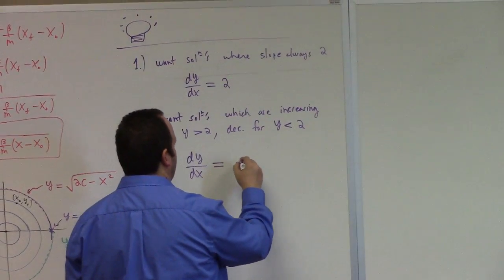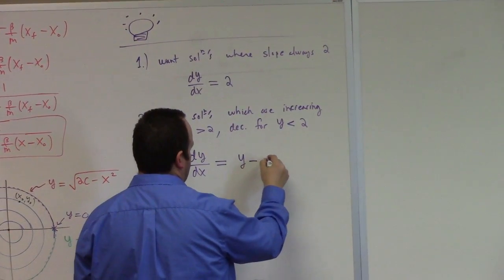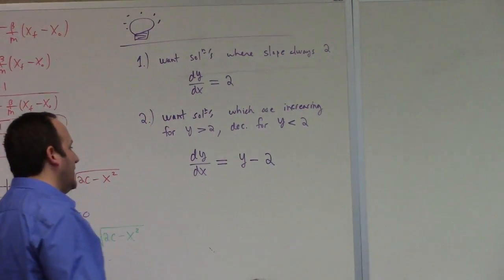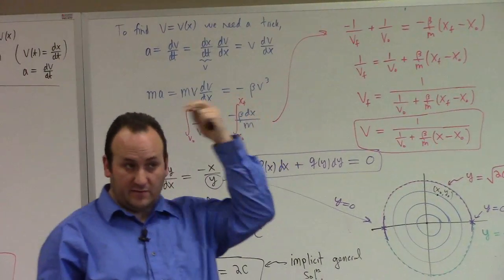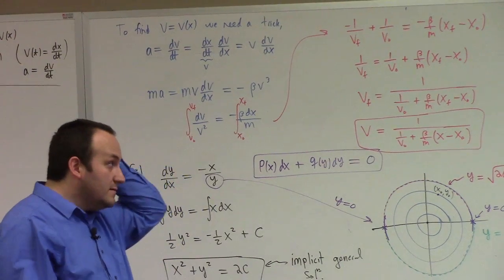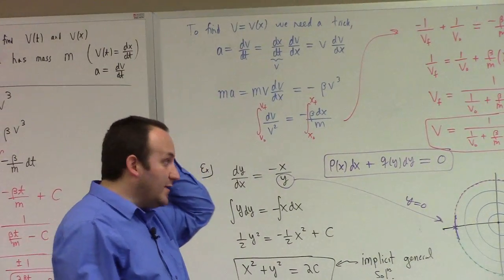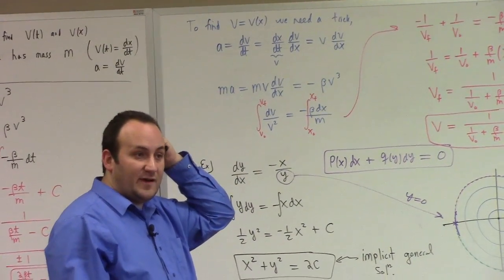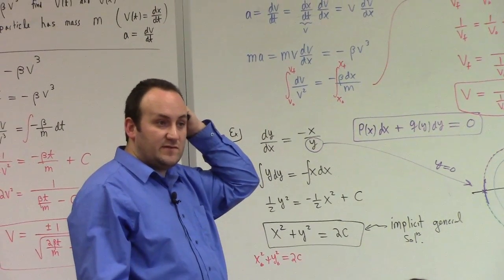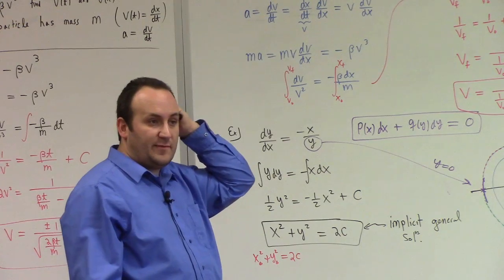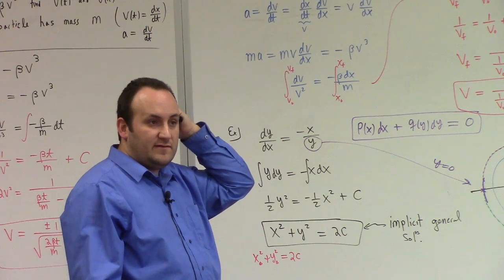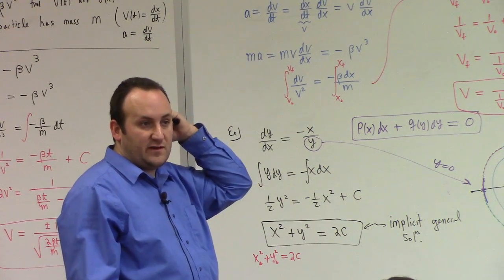How about this? I'll do another example. How about y minus 2? Try that expression. If y is larger than 2, that's positive, which means that dy/dx is positive, so the function's increasing for such points. On the other hand, if y is less than 2, then y minus 2 is negative, and so dy/dx is negative, so those functions are decreasing at such points.